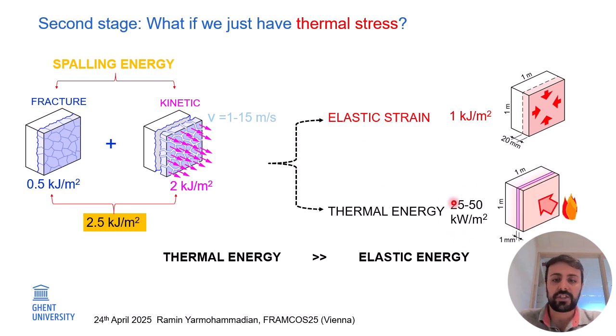And this alternative source in concrete at high temperature is thermal energy. In each second at high temperature we have between 25 to 50 kilojoule entering the cross section, but the question is how you convert thermal energy to mechanical work, and the answer in this case is water evaporation.